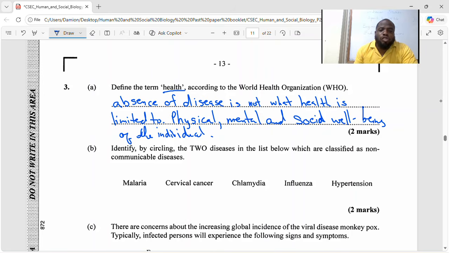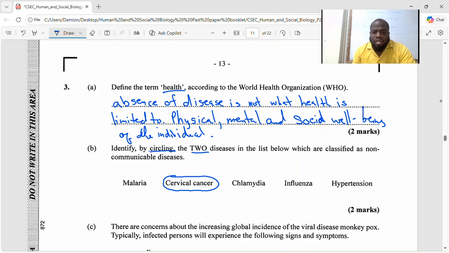Identify by circling the 2 diseases in the list below which are classified as non-communicable diseases, meaning it's not able to be transferred from one person to the next. And you have to remember, circling, follow the instructions. Students tend to not want to follow the instructions of the questions. So don't tick, don't put an asterisk. It says circling. So let's deal with the first one.